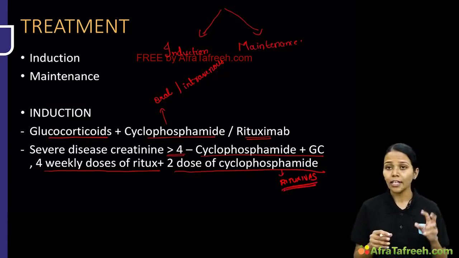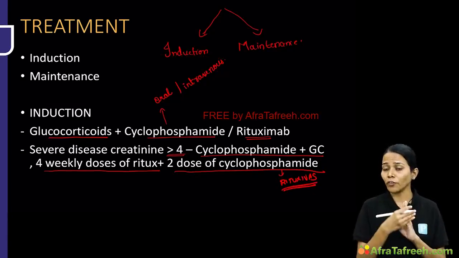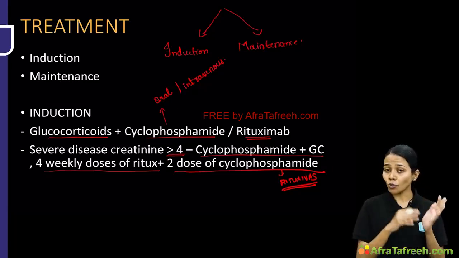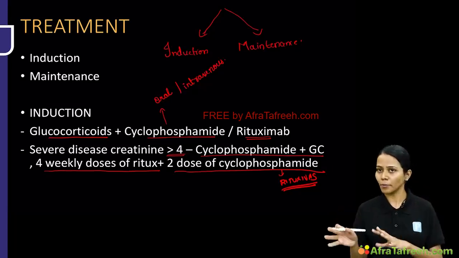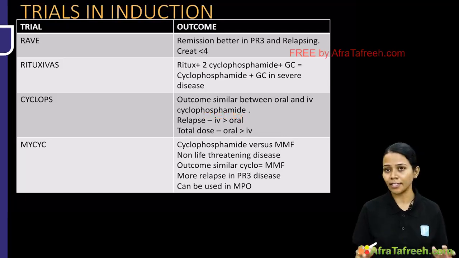So it was found that if you give 4 doses of rituximab along with 2 doses of cyclophosphamide, it was non-inferior to giving cyclophosphamide plus glucocorticoids.